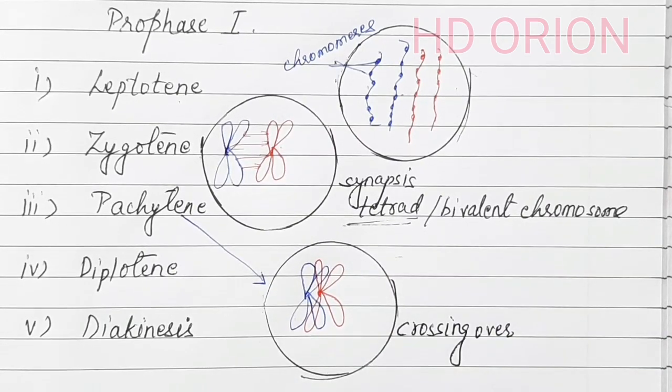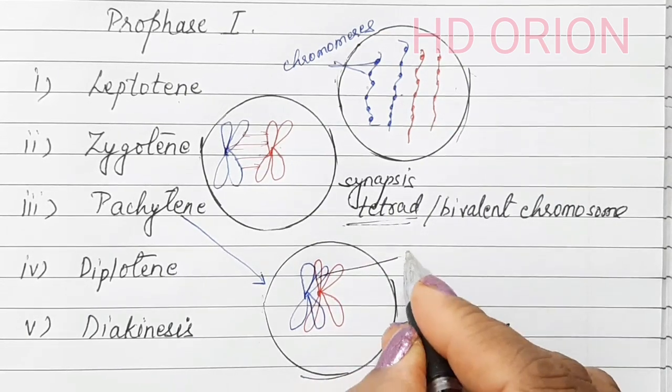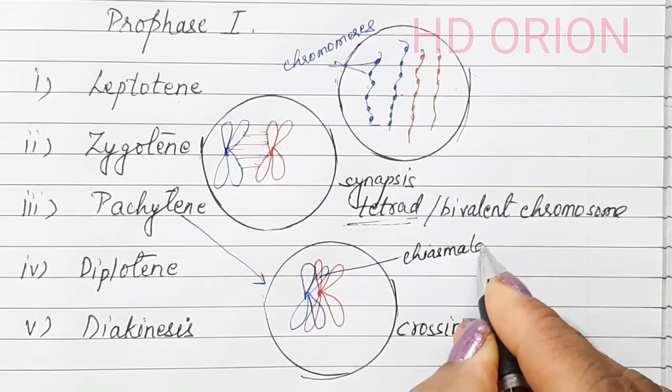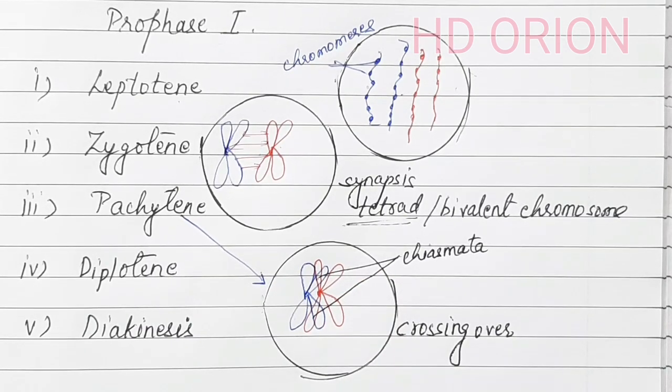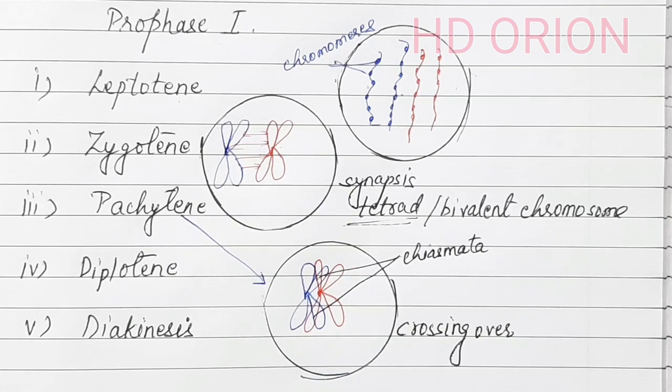Crossing over is very necessary to bring variation in the next generation. The place at which they have crossed over is called chiasma, and the plural is chiasmata. Since here there are two places where they have overlapped, we can call it chiasmata. So we see that the homologous chromosomes have crossed over each other. They have the chiasmata formation, and the crossing over actually helps in exchange of the chromosomal material.